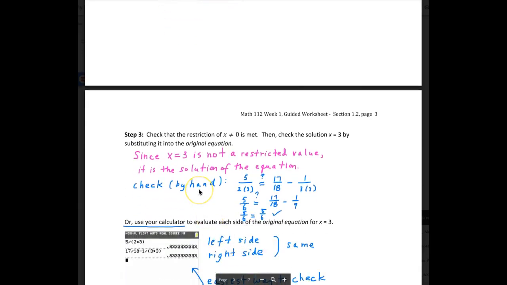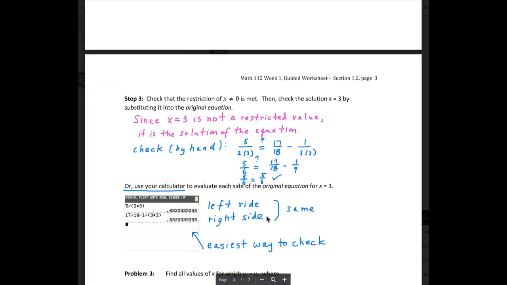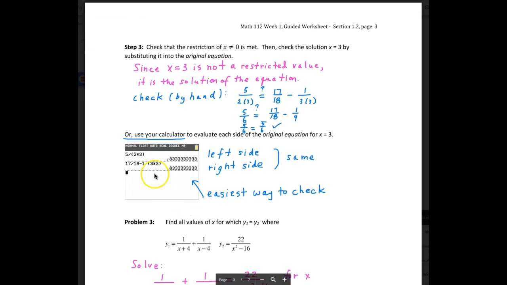We can check this in two ways. We can check it by hand like we've done in previous problems, substituting in x equals 3. Remember, you're always substituting that into the original equation. Or a more convenient and easier way would be to enter this into the home screen of your calculator. So here, on the left-hand side, I'm just plugging in 3 for x. Same thing on the right-hand side. We notice that we get the same values. So thus, x equals 3 is the only solution to this problem.